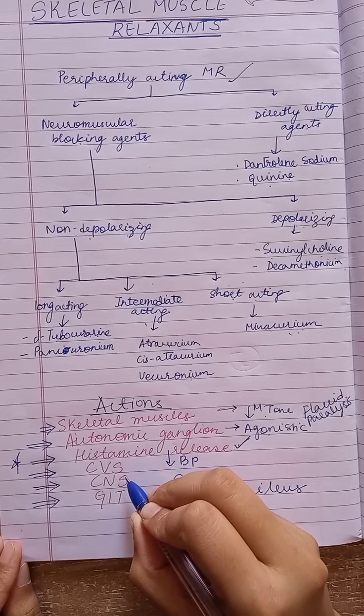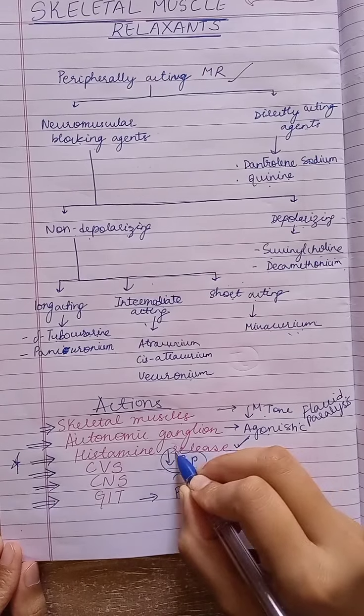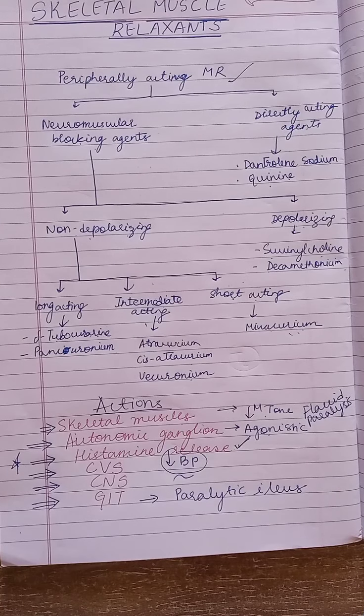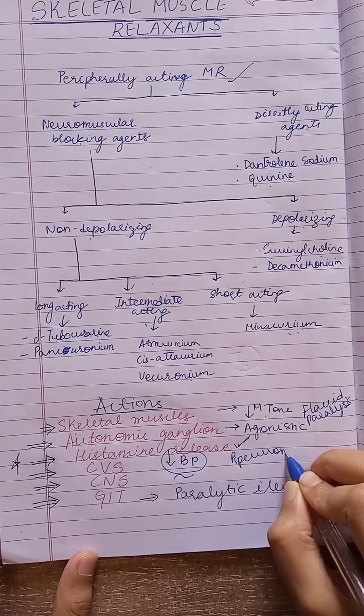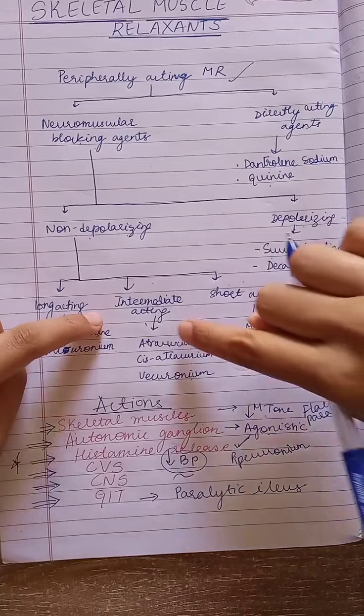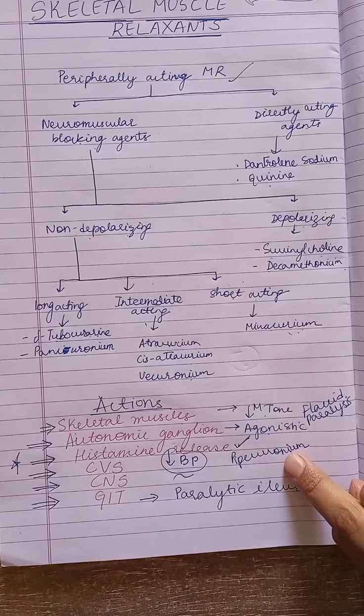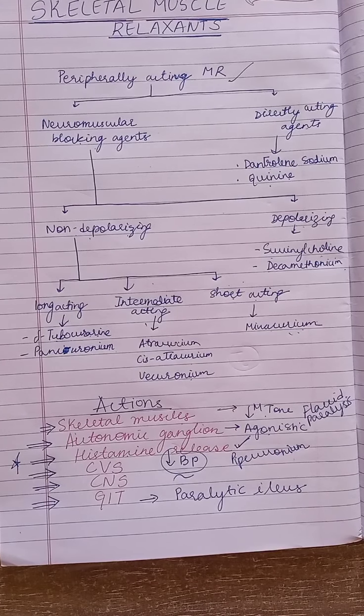On the CVS or the cardiovascular system, it causes bradycardia, hypotension, but certain drugs like pipecuronium, which is an intermediate acting one, might also cause tachycardia. Now, as we all know, whenever there is decrease in blood pressure and bradycardia, it is associated with vagal action, and that can cause tachycardia.